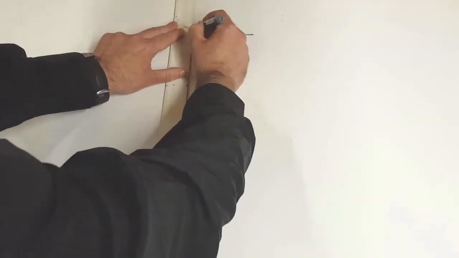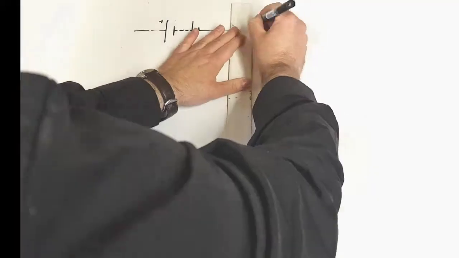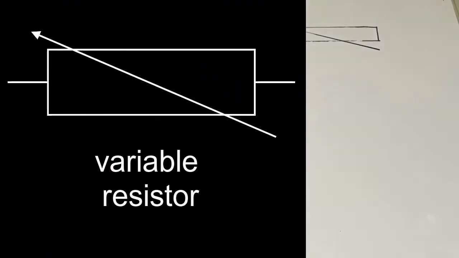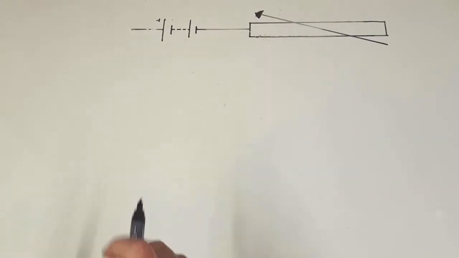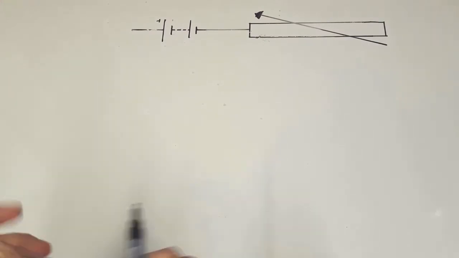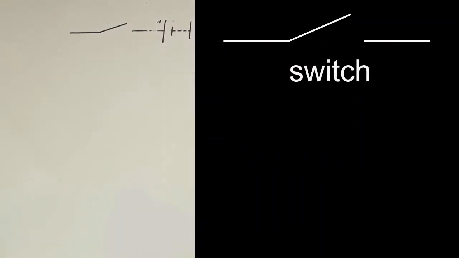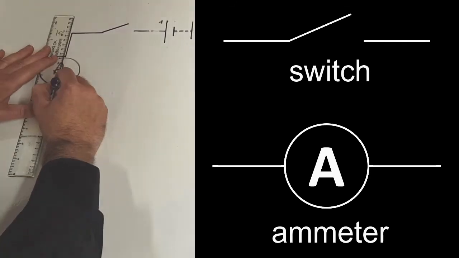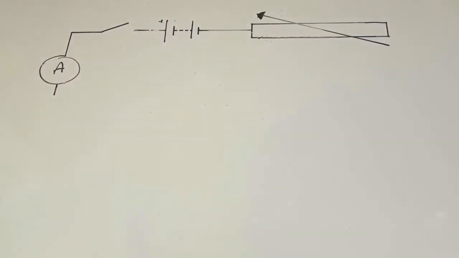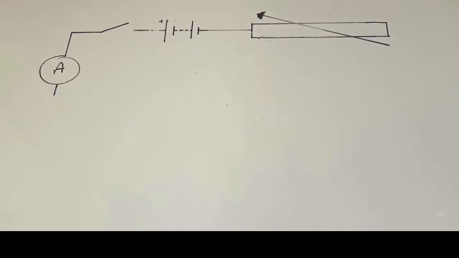So, first thing that we're going to do is we're going to start off by giving ourselves a power supply. Also going to need a variable resistor. In addition to that as well, I'm going to put a switch in the circuit, and I'll explain why later. And we're going to add an ammeter so that we can measure the current. And then we are going to add a resistor to our circuit.